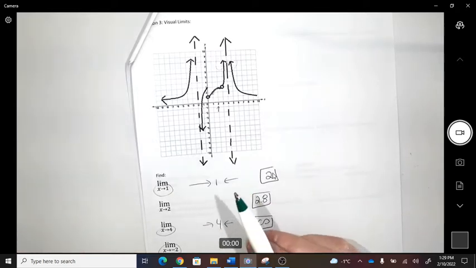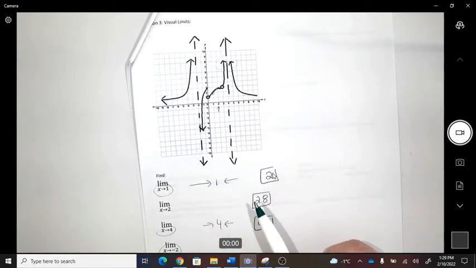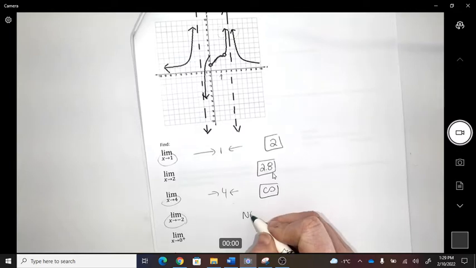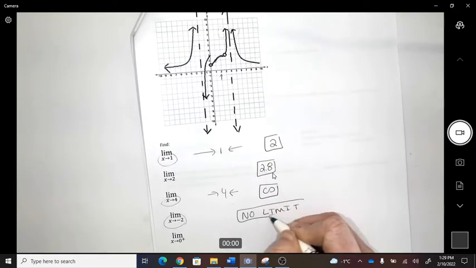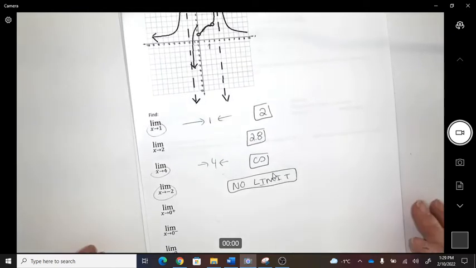So can we make a conclusive answer where it's going to? No limit. They're not going to the same spot. There's nothing conclusive of where the graph is going. Okay.